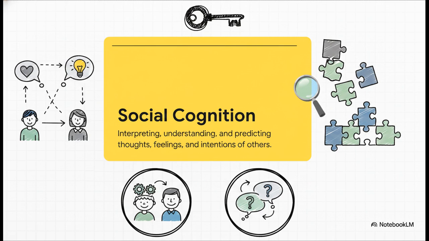The umbrella term for this entire journey is social cognition. It's the process by which we interpret, understand, and predict the thoughts, feelings, and intentions of others. Honestly, it's the absolute bedrock of human interaction. Without social cognition, we literally couldn't cooperate or show genuine empathy. It's exactly why a toddler plays hide and seek by just covering their own eyes. They genuinely think if they can't see you, you can't see them. So we're going to explore two major frameworks that explain how this incredible ability develops in children.